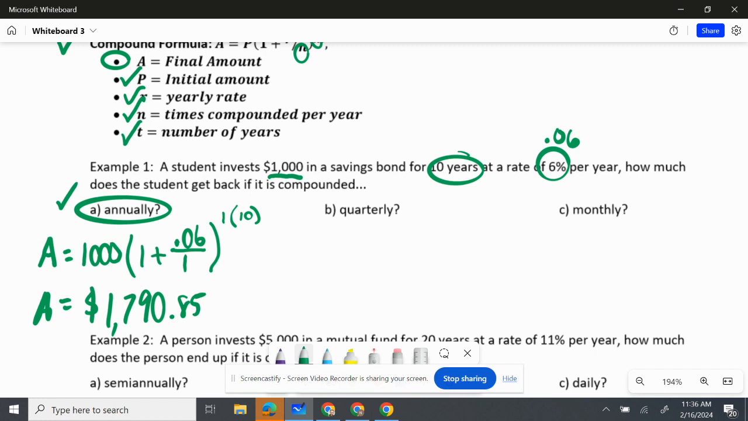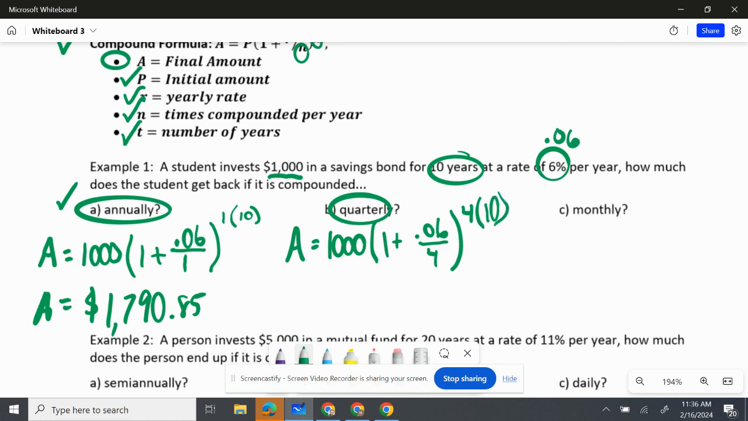For the next one, this time it says quarterly. So we invest the same amount, $1,000, 1 plus 0.06, same rate. This time, since it's compounded quarterly, we're going to put a 4. We're going to raise it to the 4 times 10, for 10 years. When we punch that into our calculator, we get $1,814.02. One thing you notice is that it is more money.